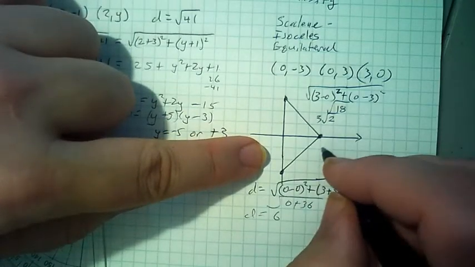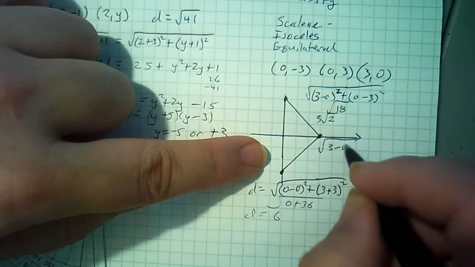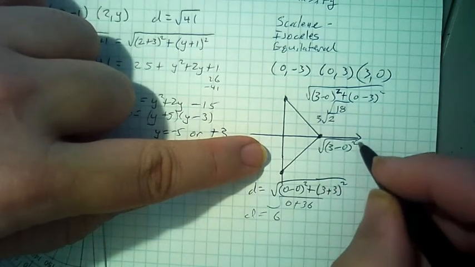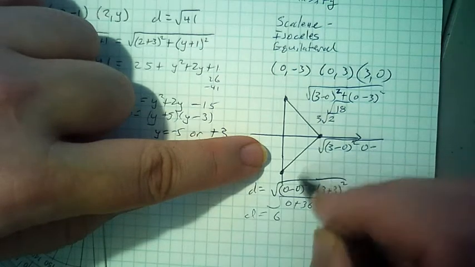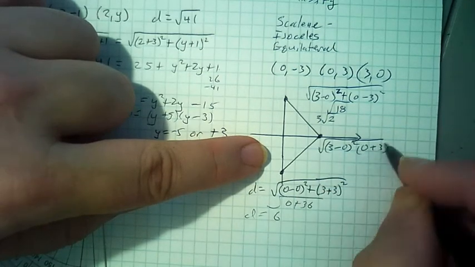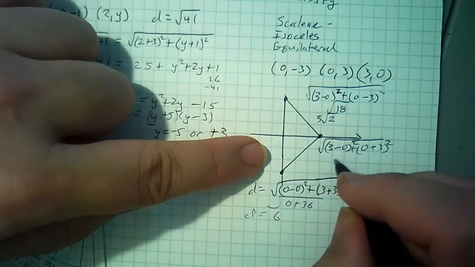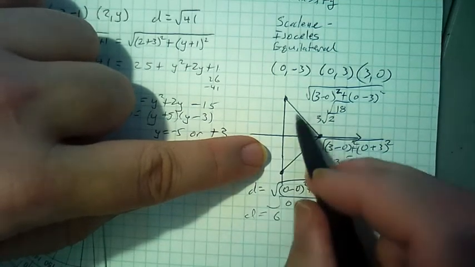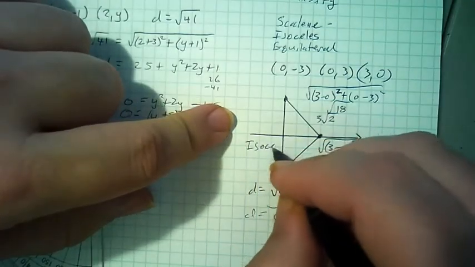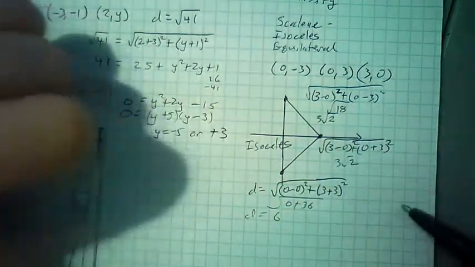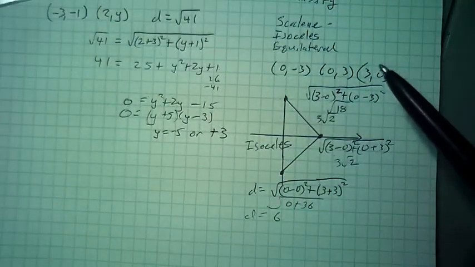Here I'm going to get the square root of 3 minus 0 for the x's again, but for the y's I will get 0 minus negative 3. 3 squared 9, 3 squared 9, this is 3 square roots of 2 again. So it's the same as this one. This is isosceles. If all 3 sides are different, it's scalene. If all 3 sides are the same, it's equilateral.